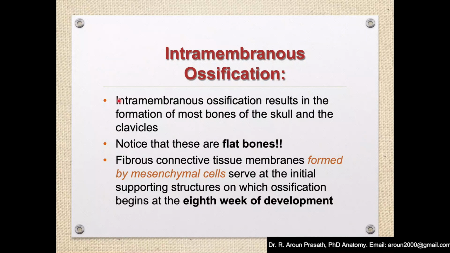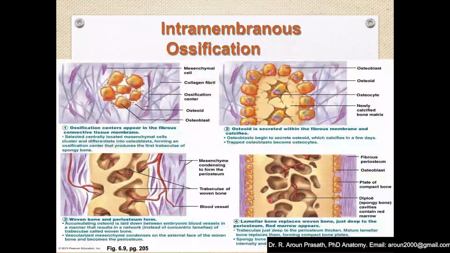Coming to intramembranous ossification, it results in the formation of most bones of the skull and the clavicles. Notice that these are flat bones. Fibrous connective tissue membranes formed by the mesenchymal cells serve as the initial support structure on which ossification begins at the 8th week of development. As I told you, the clavicle is the first bone to be formed in intrauterine life, followed by the skull bones. All these are formed from the membranes.